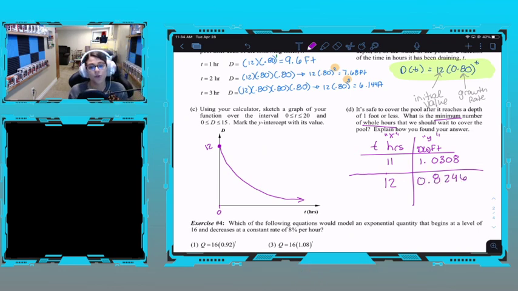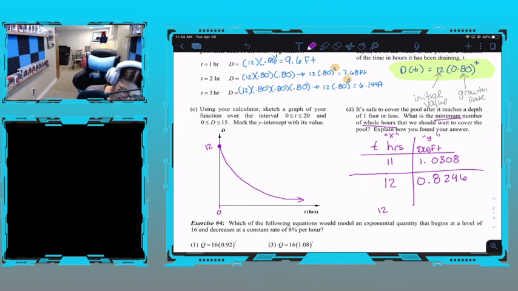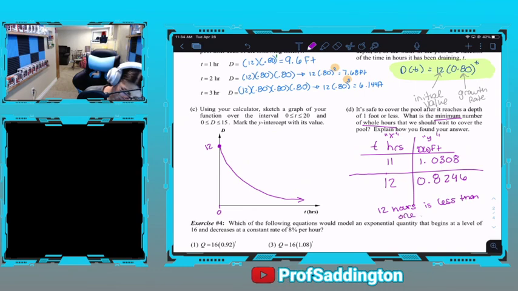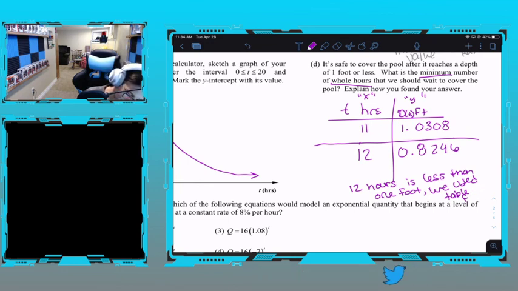So we know between 11 and 12 hours that it got below a foot, or it hit a foot and then went below. But this said it wants whole hours. So we're going to say 12 hours is less than 1 foot. And then we use the table feature in our calculator.